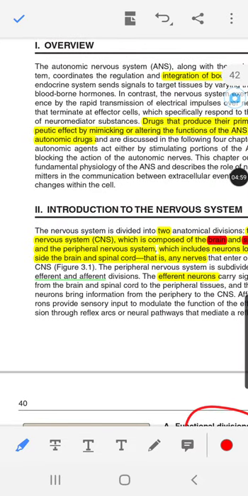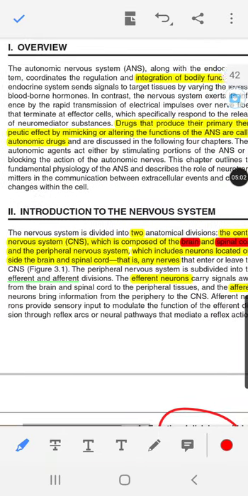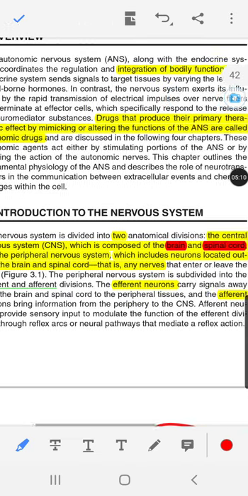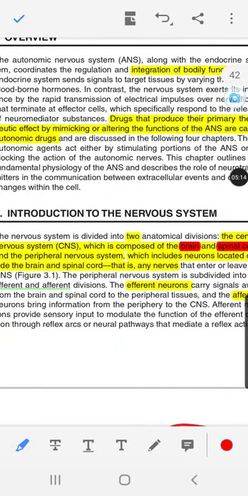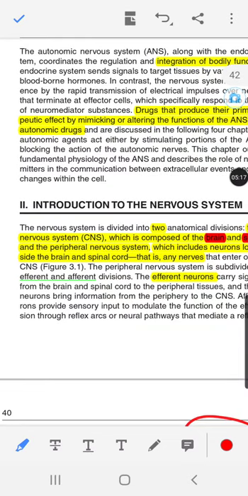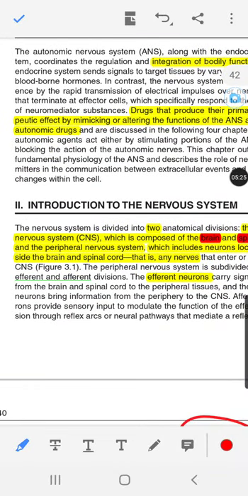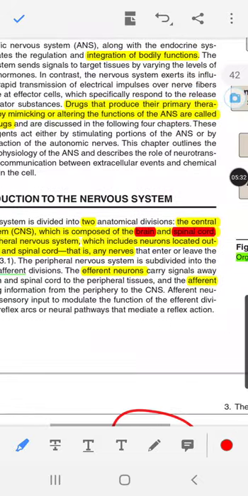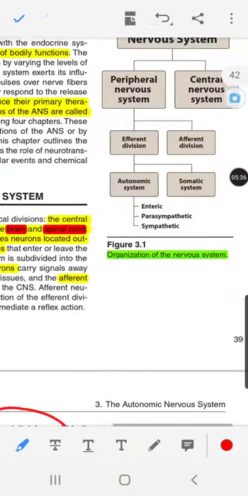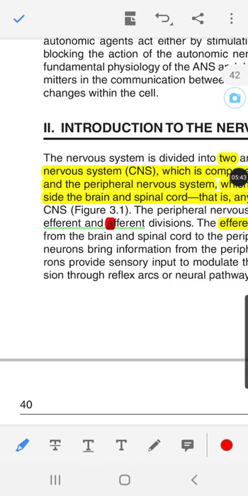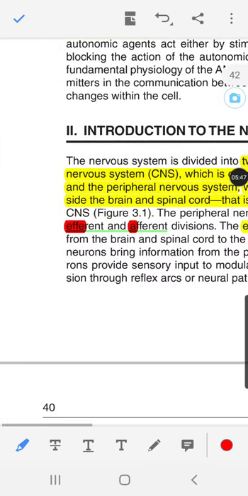So you should know the divisions, and the peripheral nervous system, which includes neurons located outside the brain and the spinal cord. So there are two anatomical divisions, central nervous system and peripheral nervous system. The central nervous system contains the brain and spinal cord, and the peripheral nervous system contains the neurons outside the brain and the spinal cord, that is, any nerves that enter or leave the CNS. The peripheral nervous system is subdivided into efferent and afferent. I underlined this part so I can highlight it for you. You should know the peripheral system has efferent and afferent divisions.